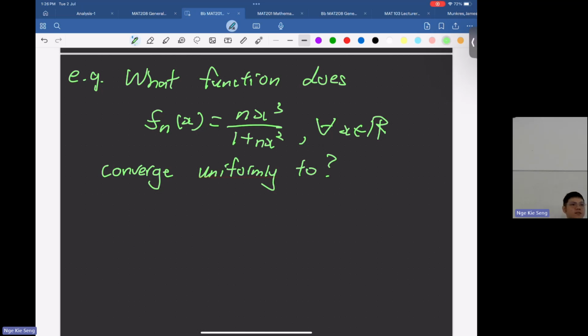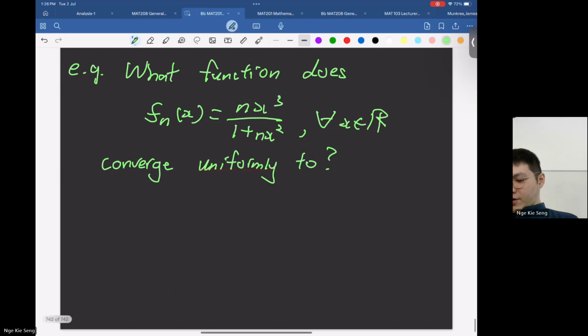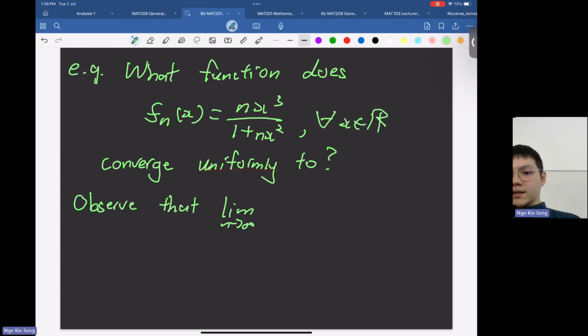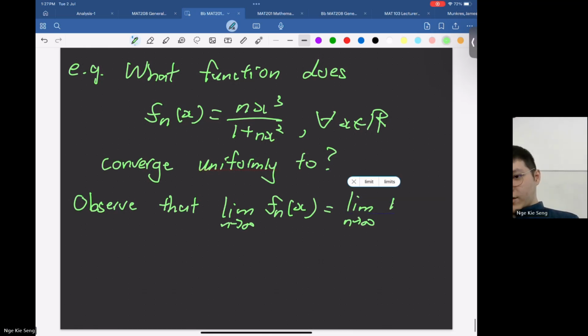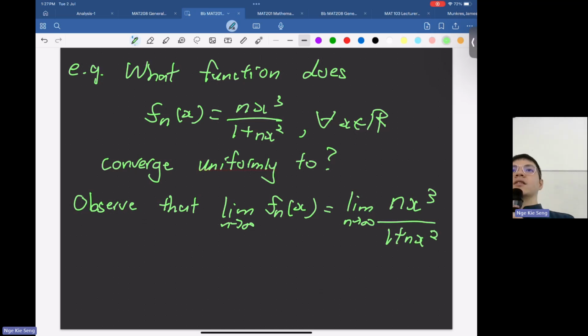So what's the guess? How to guess? If you check pointwise, do you know where this converges to? What's the pointwise limit here? Although I'm using a different word, what is the calculation you need to do here? Is it the Calculus 1 calculation? So how do you compute? Divide by n, right? So you get x cubed over 1 over n plus x squared. But what do you get here? You get x.